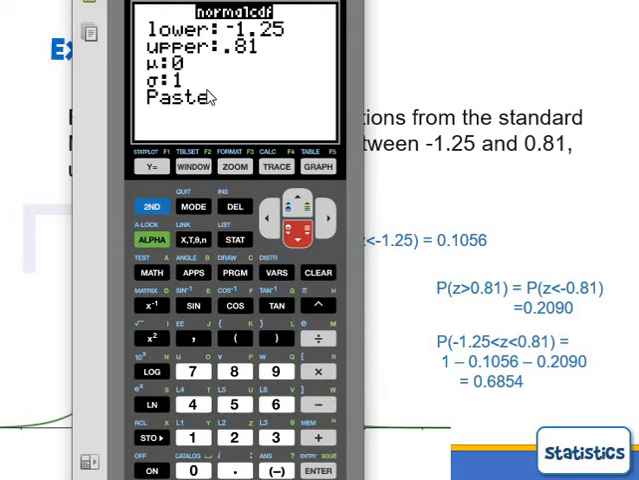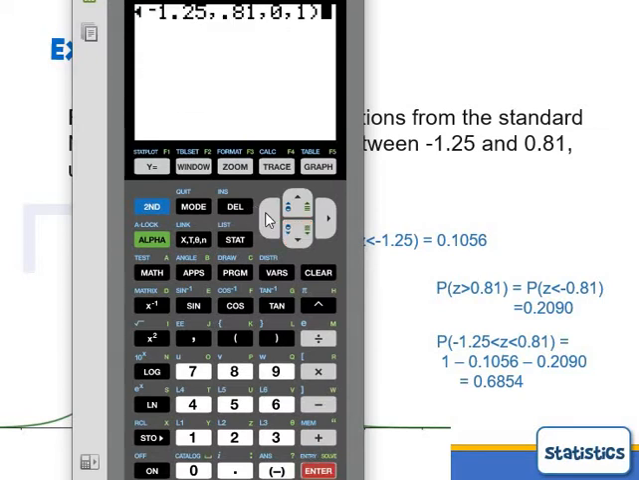If you have a different distribution, you don't have to go through z-scores. You can use the mean and standard deviation to do it. So if I do paste, it'll actually show you what it looks like if you don't get the menu.